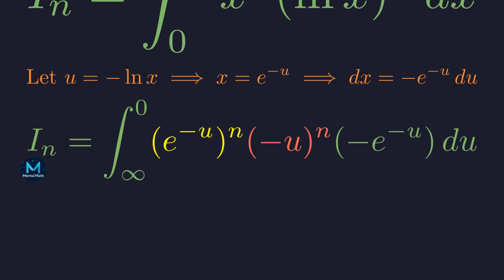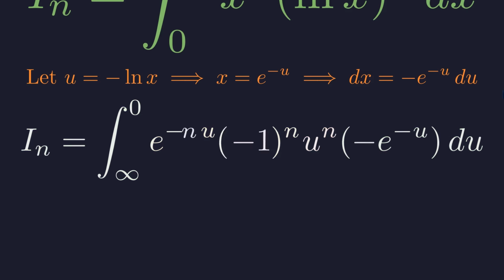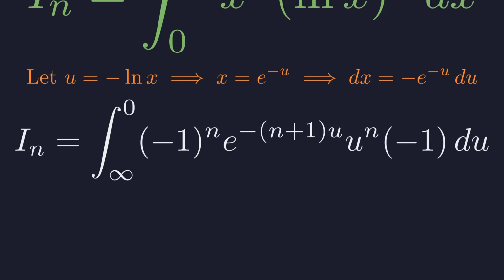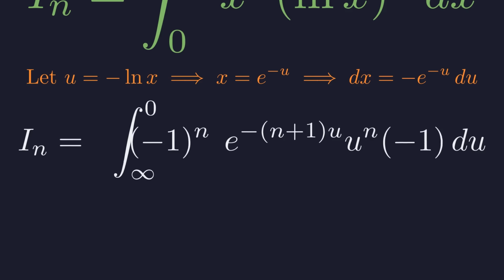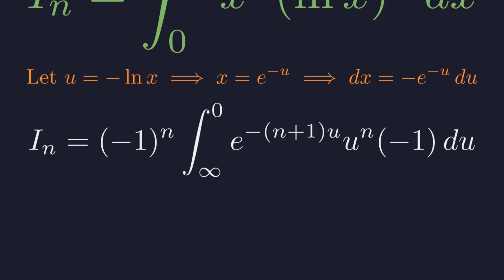Let's begin simplifying the integrand by applying exponent rules. We separate negative 1 to the power of n and apply the power of a power rule to the exponential. Next, we can combine the exponential terms. And now we can pull the constant factor, negative 1 to the n, outside the integral. The remaining negative 1 from the differential allows us to flip the limits of integration.